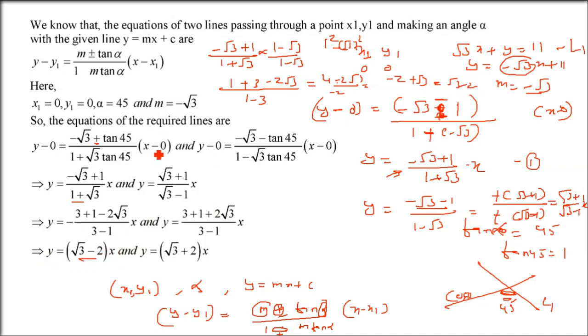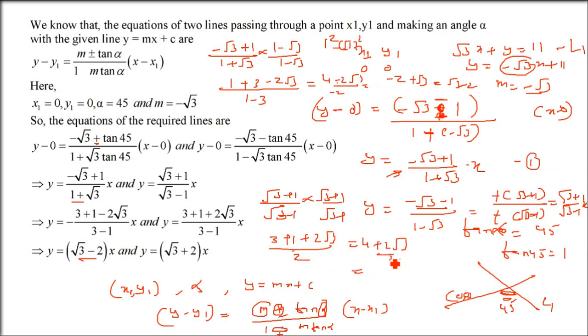Okay. Now coming to the second one, (root 3 plus 1) by (root 3 minus 1). I'll multiply numerator and denominator by root 3 plus 1. Same thing, we are going to take root 3 plus 1 whole square. So root 3 square is 3, plus 1, plus 2 root 3, divided by root 3 whole square minus 1 square, that is 3 minus 1, that is 2. So you get (4 plus 2 root 3) by 2. Take 2 outside, so you get 2 plus root 3. So this is the second part.